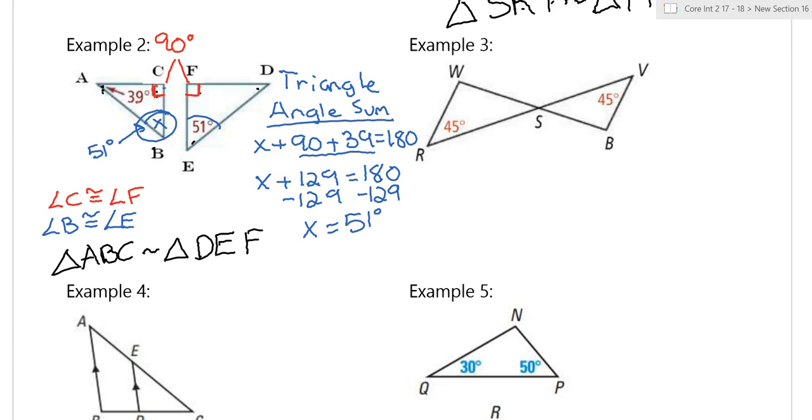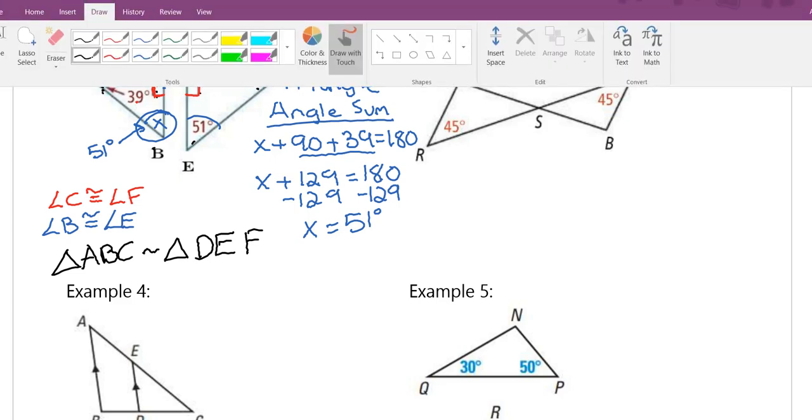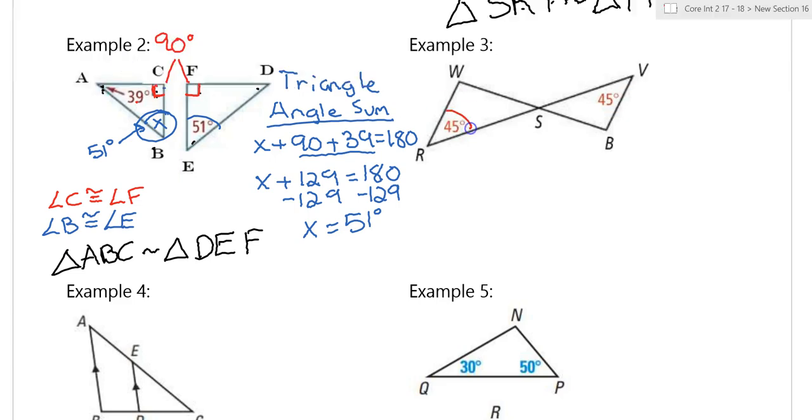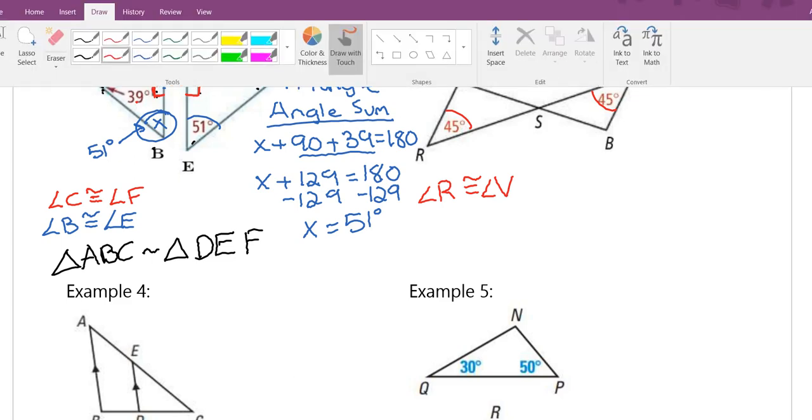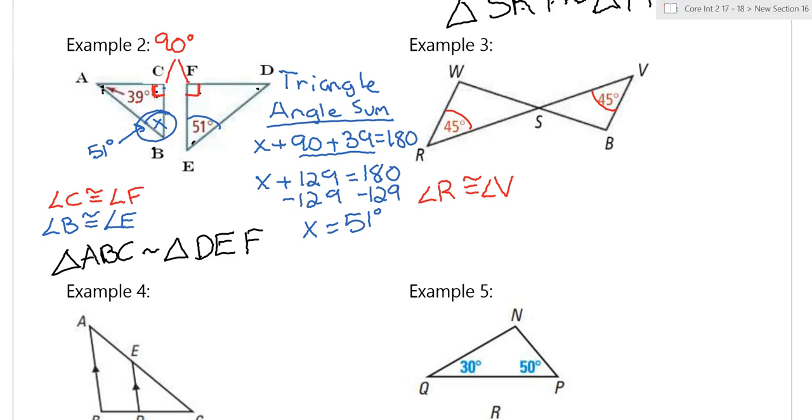Great. Looking at example 3. Okay. The first thing I notice is I do have two congruent angles. I have 45 degrees here and 45 degrees here. Angle R is congruent to angle B. Angle symbol. So what else can I do to show that I need one more set of angles, right? It's angle, angle. So here if I look, it's kind of like that bow tie shape. Remember, these are your vertical angles. Vertical angles are always congruent.